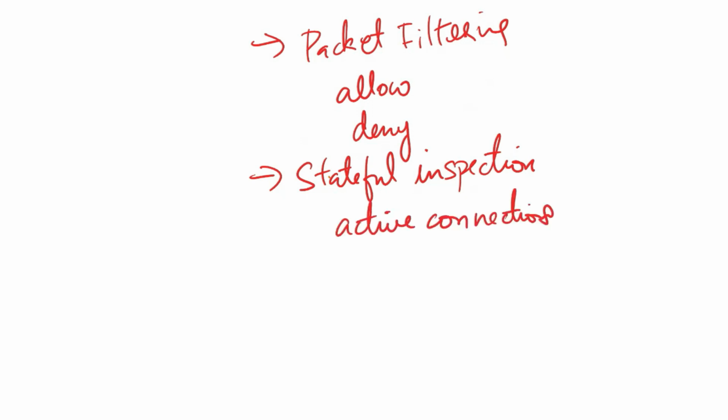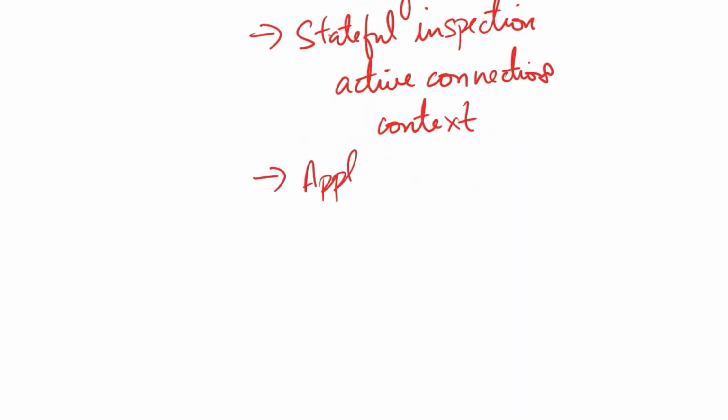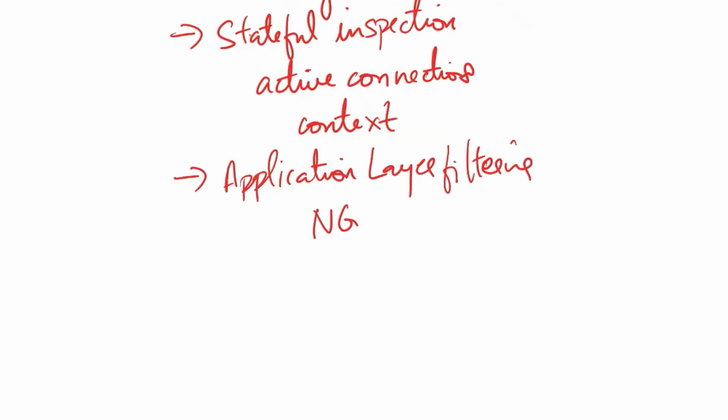This allows the firewall to make more informed decisions about whether to allow or deny traffic based on the context of the connections. Next is application layer filtering. Next gen firewalls offer deep packet inspection at the application layer. They can identify and control specific applications and services, making it possible to block or allow traffic related to applications like web browsing, email, or social media.